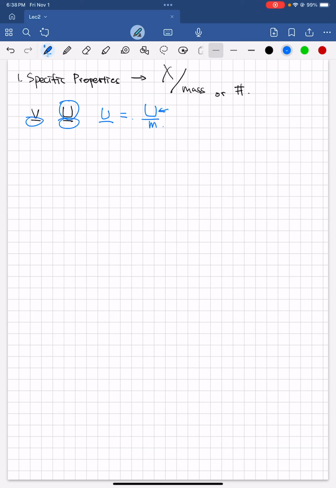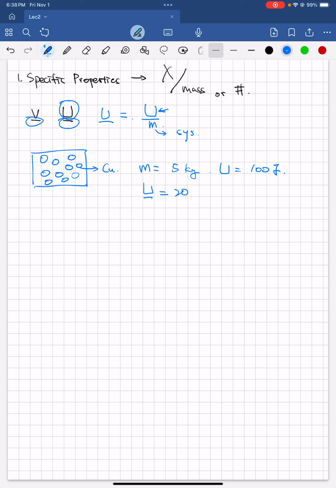So specific internal energy equals U divided by mass. This is the total internal energy. This is the mass of the system. So let's say there is this kind of copper crystal, and these are copper, and the mass of the system is maybe 5 kilogram. Internal energy is 100 joule. Then specific internal energy is going to be 20 joule per kilo. So joule per kilo is the unit for specific internal energy.